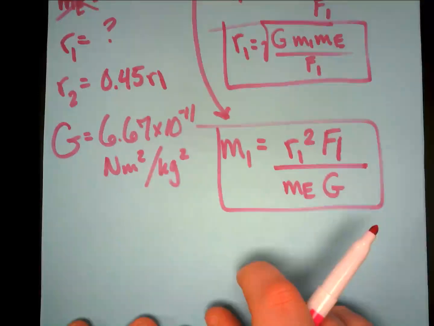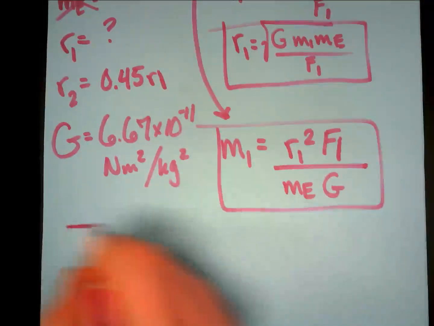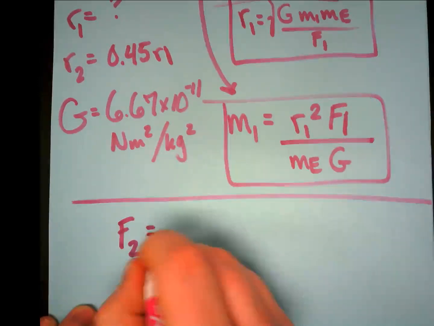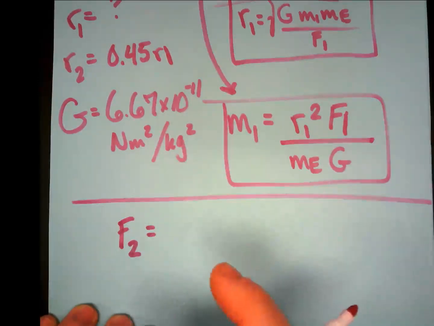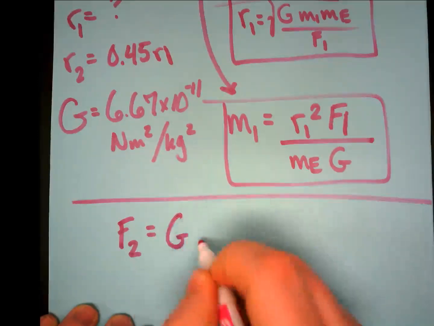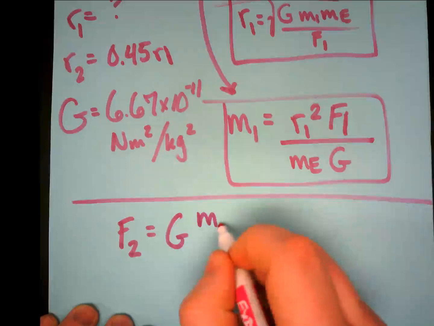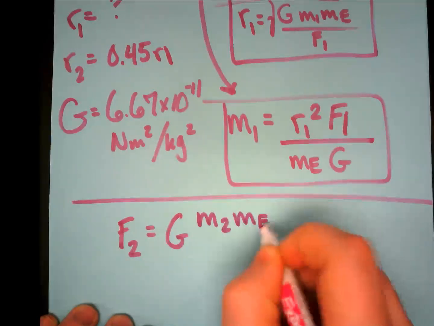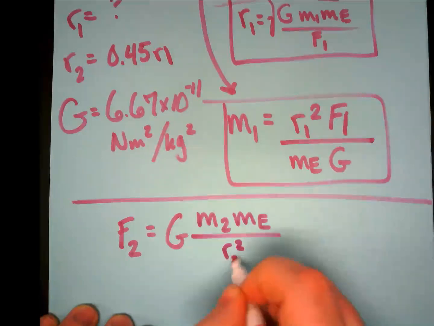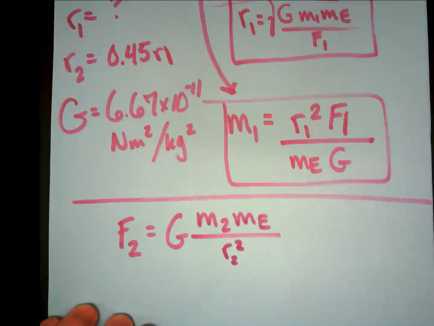Okay, so let's write out F2. Let's say if I had to solve for F2, the gravitational force felt between the second spacecraft and the Earth, it would still look like this. It would be G times M2 times the mass of the Earth divided by the radius squared, and this would be R2. Okay. Now let's just plug these things in one at a time.